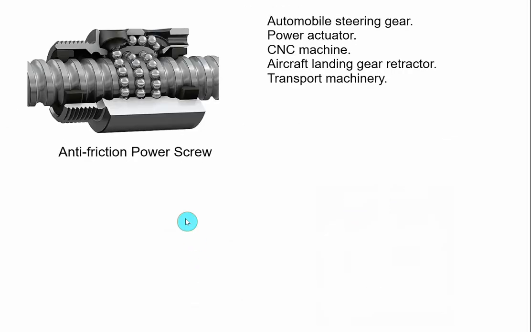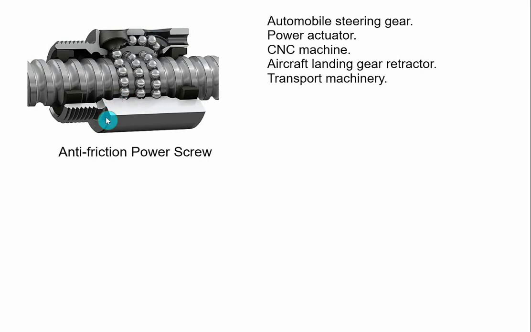Here again you observe the third situation where we have the anti-friction power screw, the ball screw. This one is the same as our lead screw and our nut, and in between, in the recess here, the balls are provided. So a ball screw is similar in function to a power screw, but the configuration is slightly different. The nut contains many small spherical balls that make rolling contact with the threads of the screw, giving low friction and high efficiency when compared with the power screw.